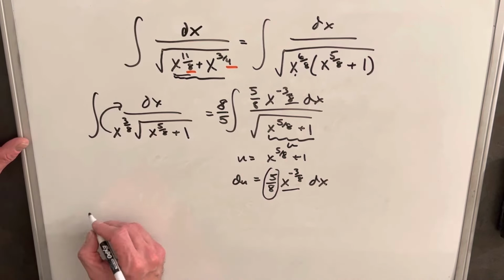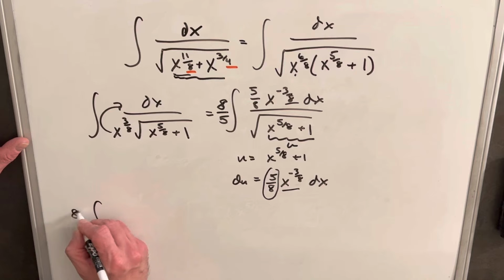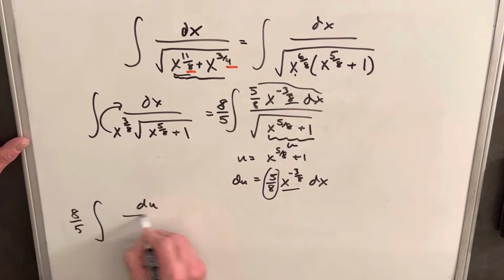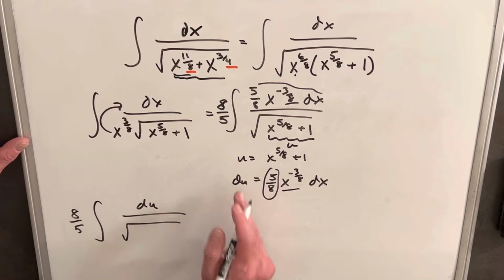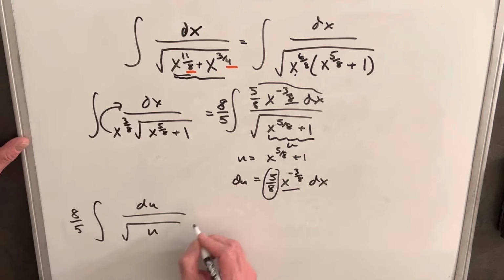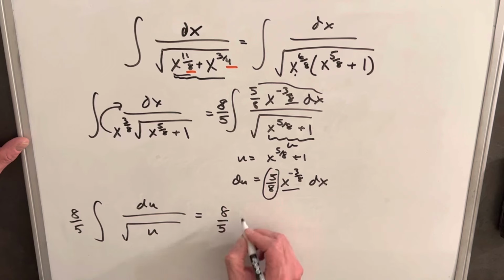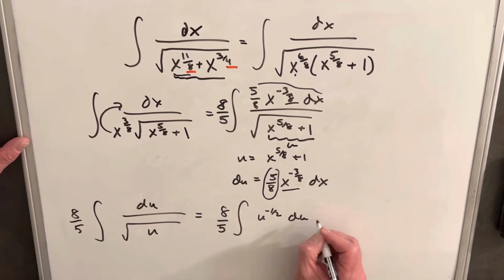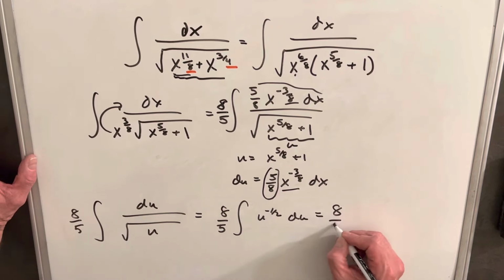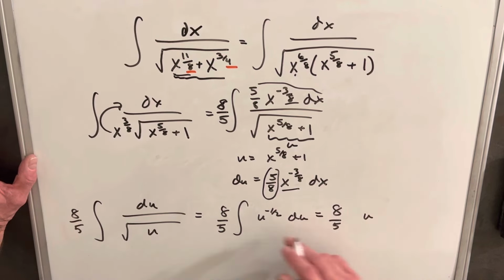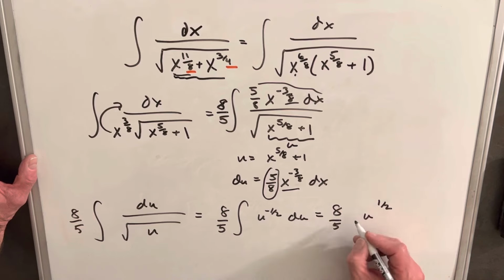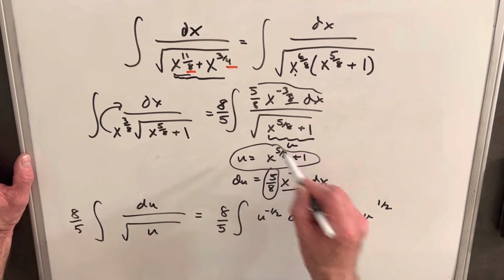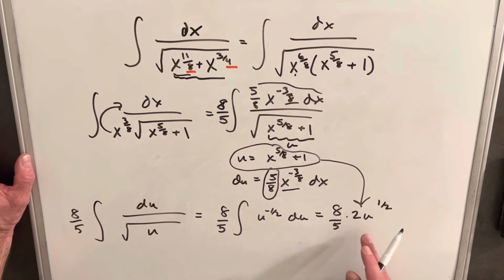Then we'll make our u substitution. We're going to have 8/5 du, because this whole thing is du, over the square root of just u. But we can rewrite that as u to the minus 1/2 just so that we can use the power rule. Then we're going to have 8/5. Integrating this, we're going to have u to the 1/2, but we're going to have a 2 out front. So then let's back substitute this here, and then we'll just simplify this.